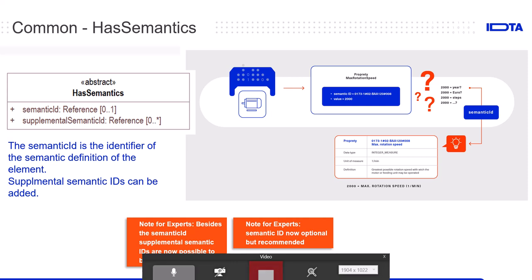It is optional. In previous versions it was mandatory, so this is a discussion that is going on all the time. But I really can recommend semantic IDs. They are one of the really basic concepts of the asset administration shell. Without semantics, data exchange does not make sense.